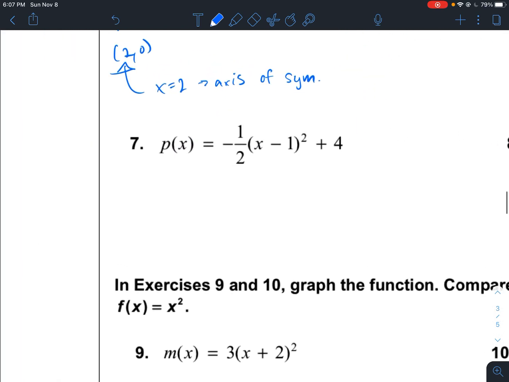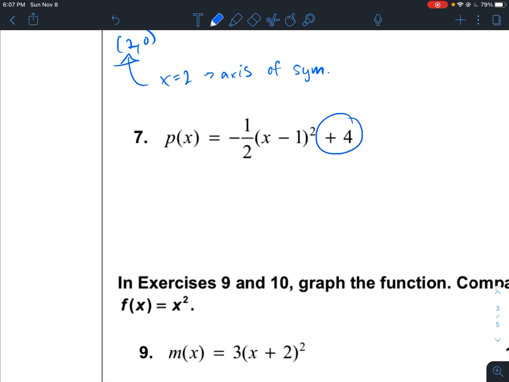So for number 7, you can see that we are shifted up or down. We have a plus 4, which means we're going to be shifted up in the y direction 4 units. So we know that the y value will be 4. And the x value right here is negative 1, so that means we read it opposite. So 1, 4 is the vertex. And the axis of symmetry is right here: x equals 1 is the axis of symmetry.